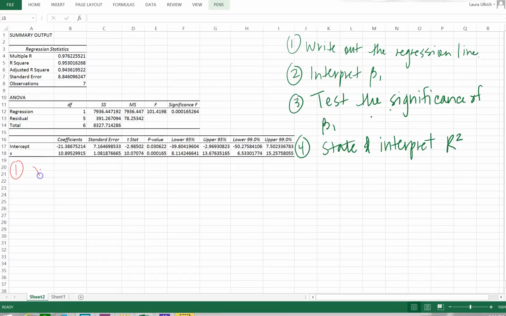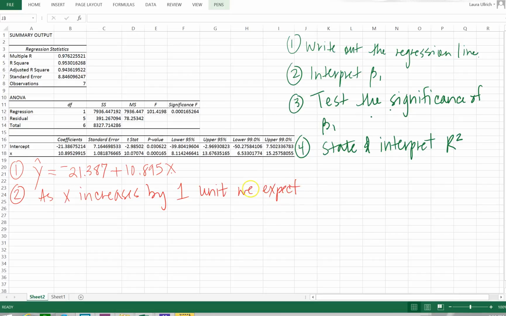Okay, so we don't know what x and y are in this case, so this makes it a little bit awkward. But for number 1, we have predicted y is equal to negative 21.387. Remember I said always go 3 decimal places, or 2 places after the decimal, plus 10.895x. Okay. Number 2, since we don't know what x and y are, this is a bit awkward, but the way we would interpret this is as x increases by 1 unit, we expect y to increase by 10.895, right?